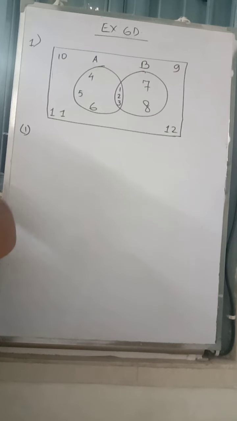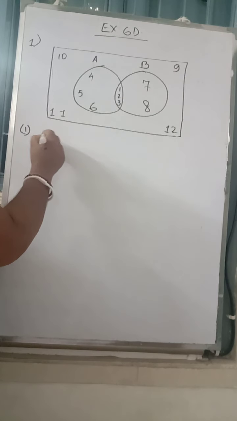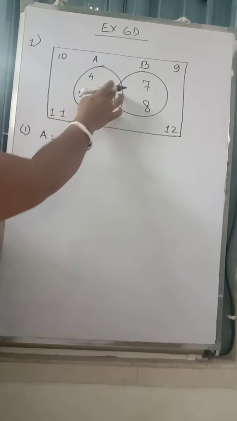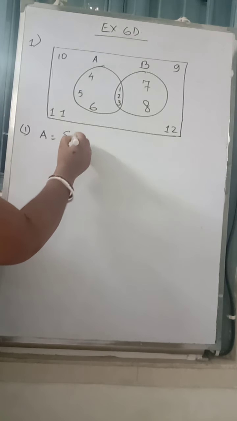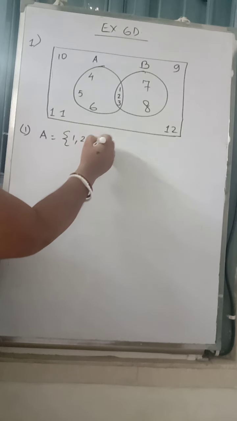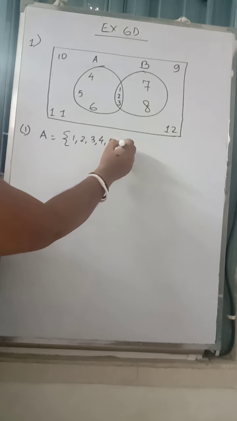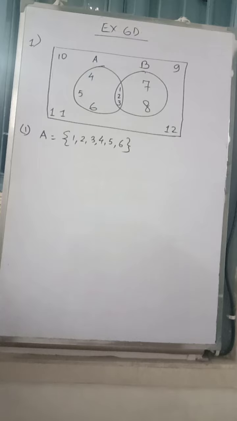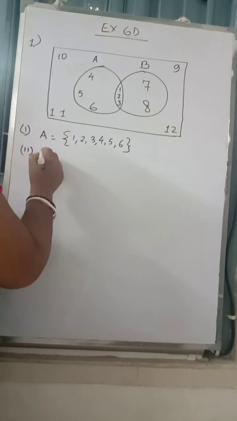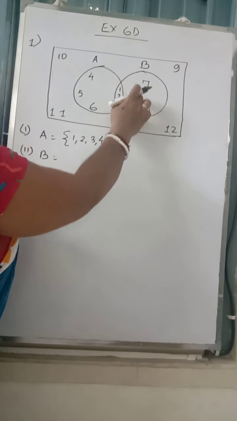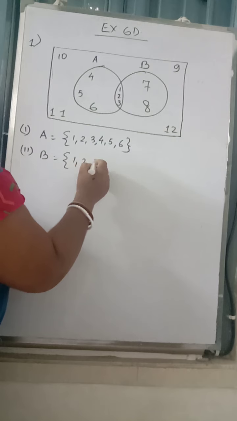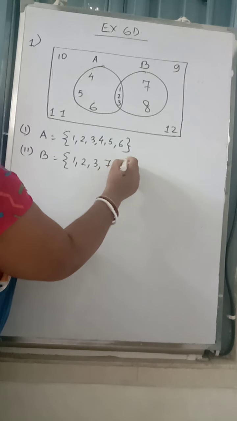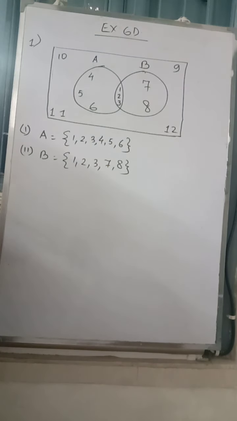which are asked. First, they have asked you set A. While seeing the figure, you can see the members of set A are 1, 2, 3 and 4, 5, 6. You don't need to solve it or write anything. You just observe and write the members. Then they have asked you set B. Now you can see set B consists of 7, 8 and this 1, 2, 3. So 1, 2, 3, 7 and 8 are the members of set B.